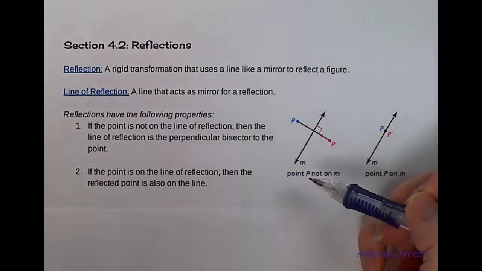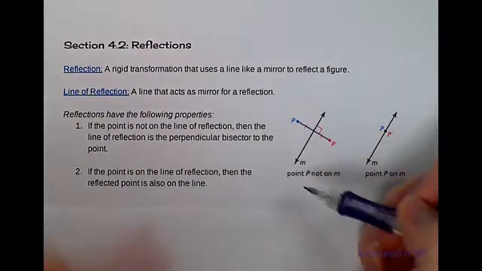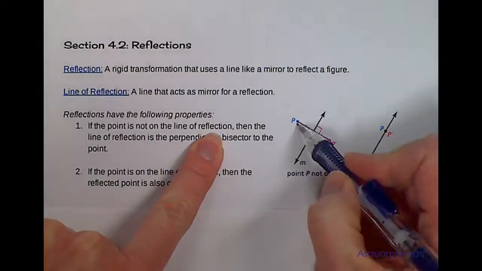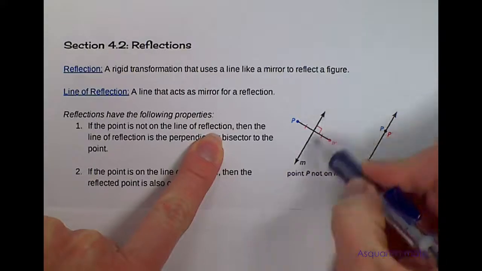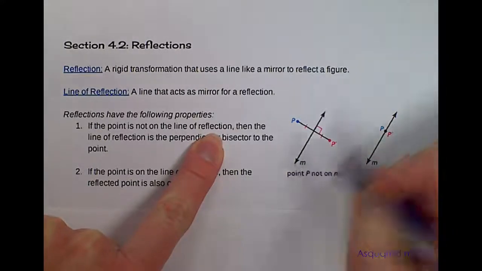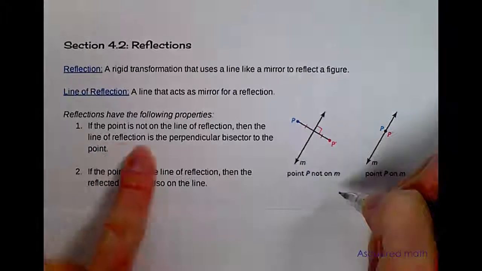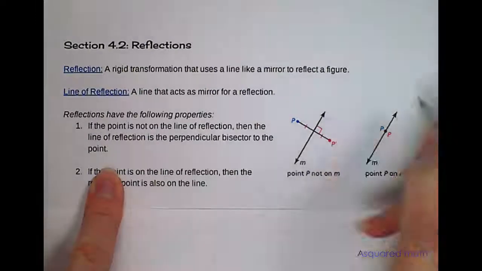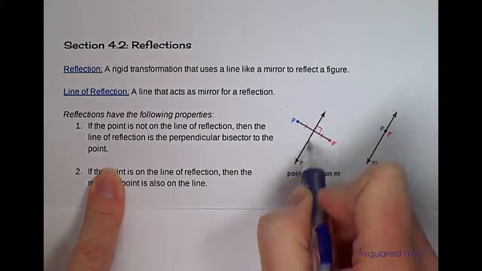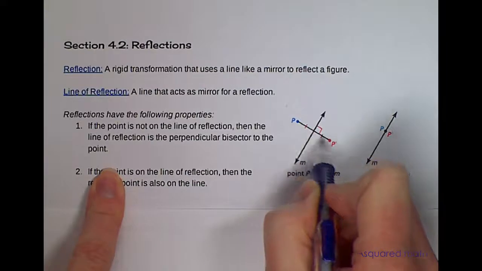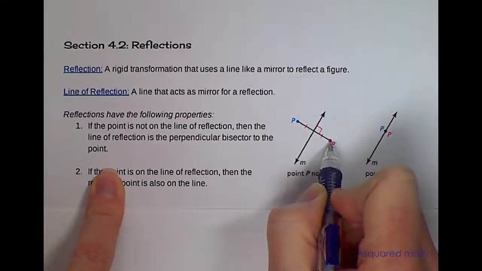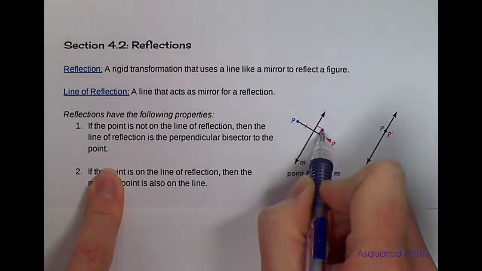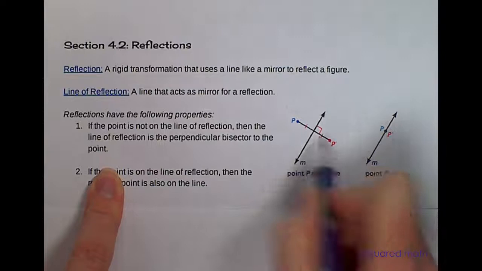Some things we need to know about reflections is that if the point is not on the line of reflection, such as this blue point P here, we have a line of reflection that's right here, line M, then the line of reflection is the perpendicular bisector to the point. So that means that every point that is reflected along this line is perpendicular to this line. So we can figure out point P because it's going to be equidistant from our line of reflection as well as perpendicular to that line of reflection.